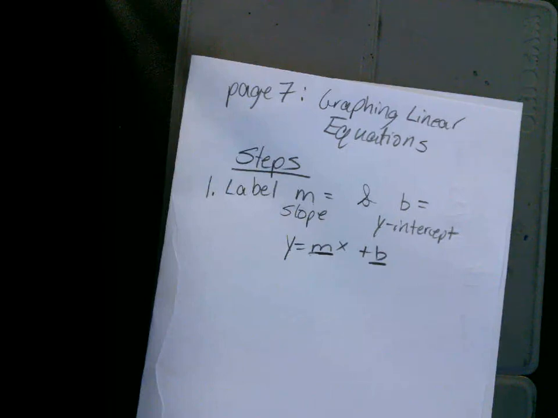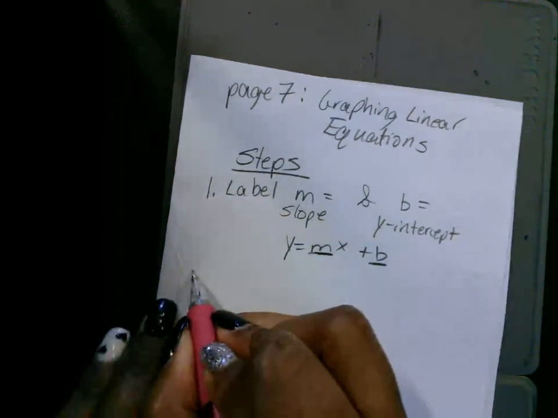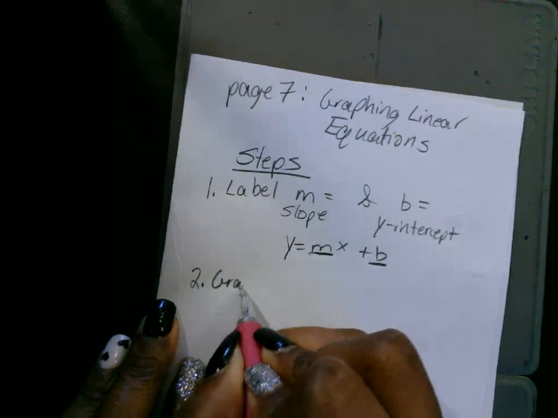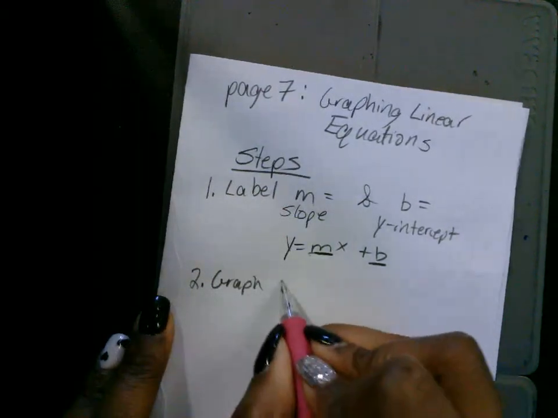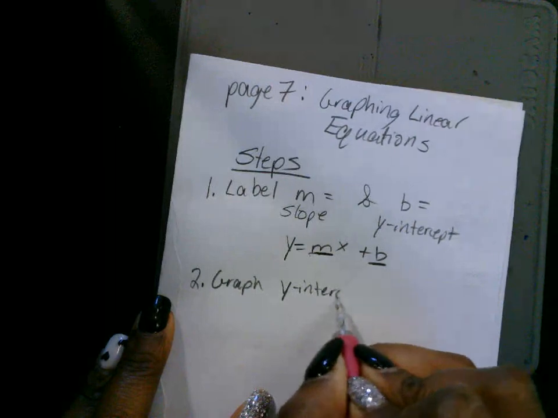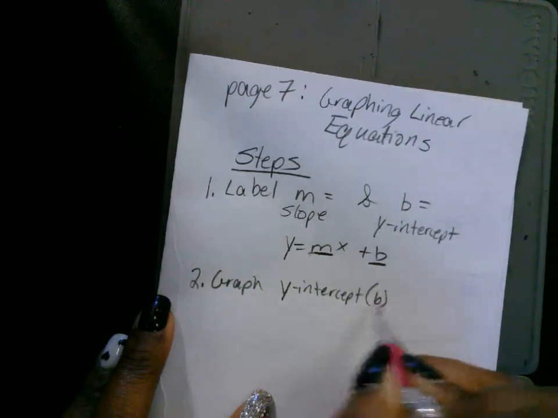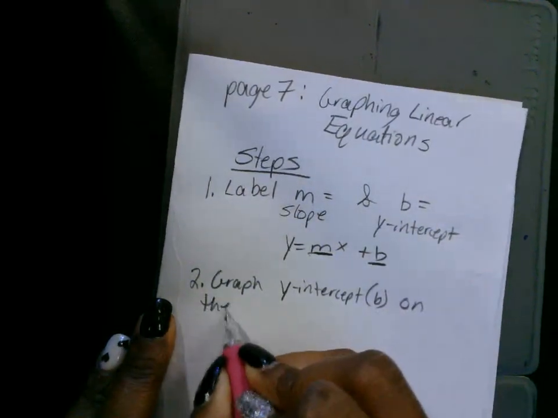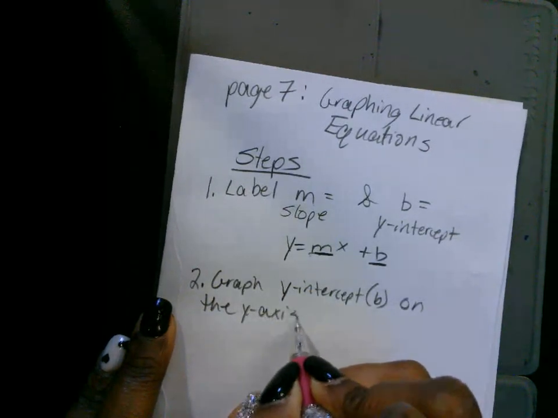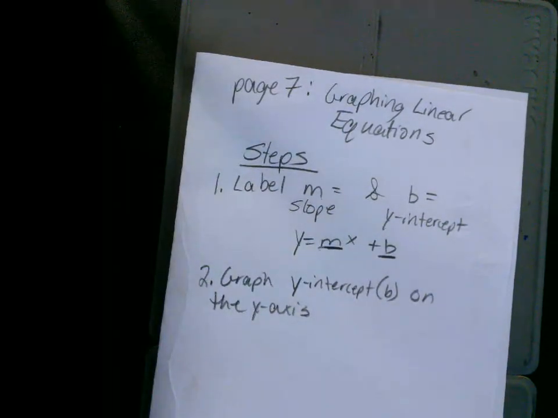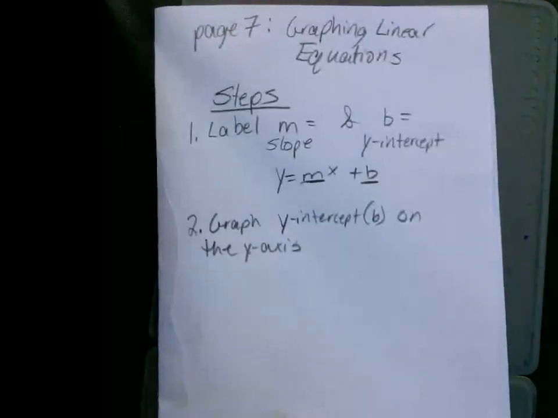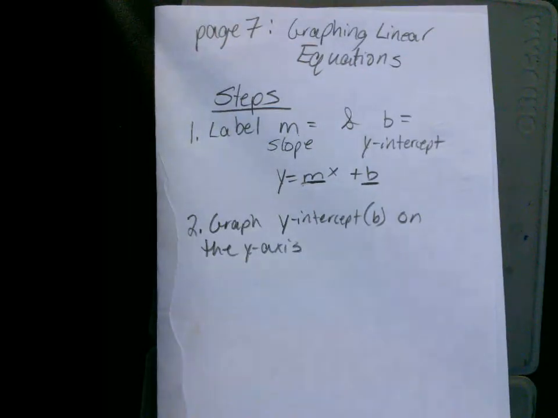The second step is to graph the y-intercept. Graph your B, or your y-intercept, which is B, on the y-axis. And remember, the y-axis is the up and down number line. Okay? The third step is that you're going to use the slope, rise over run, to put points on the line, and you're going to connect the points.